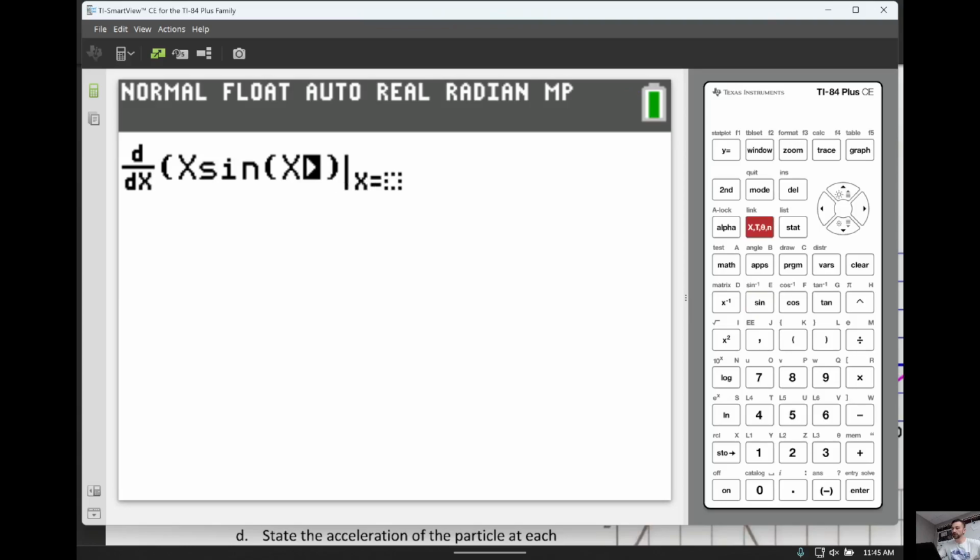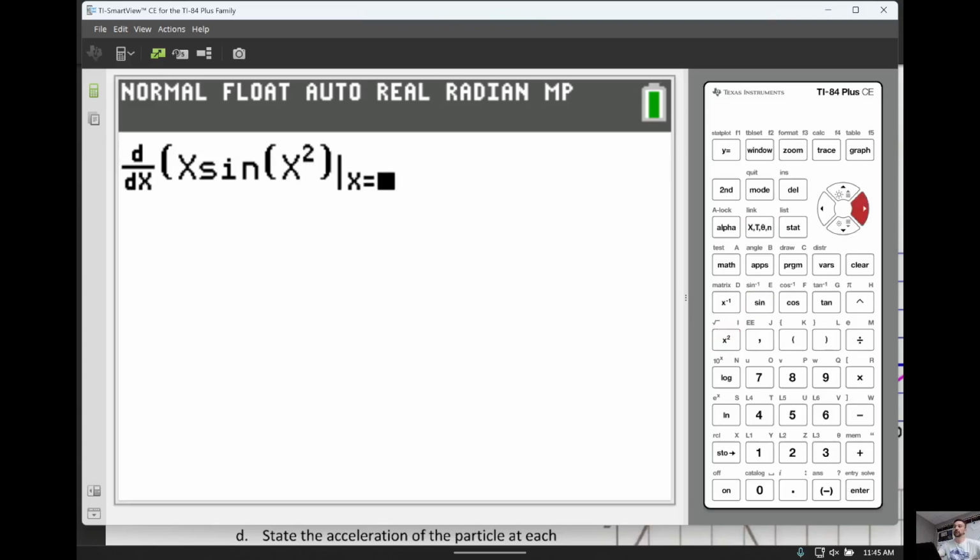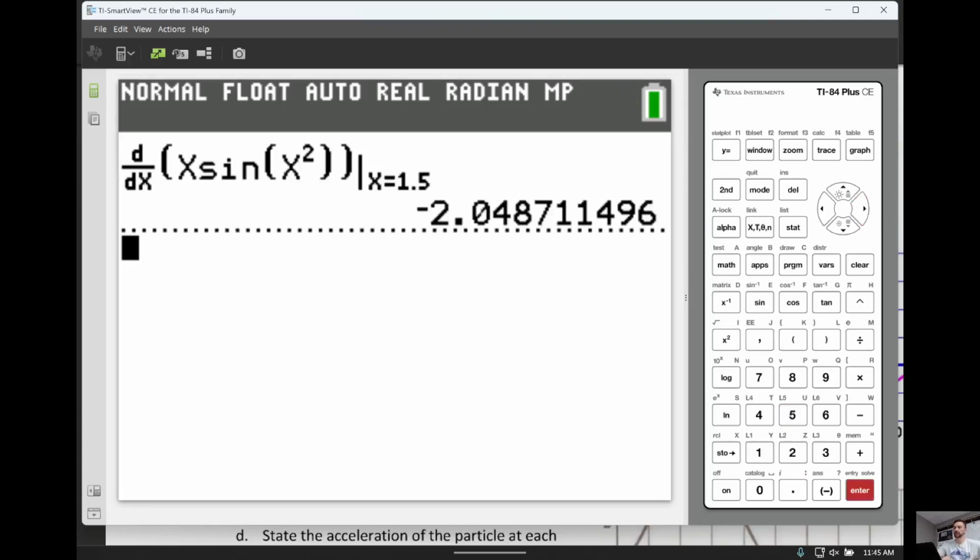Is it x squared or sine squared? Okay, and we really only need to know the derivative at, was it 1.5? Yes. So let your calculator do it. Because I'm using a trig function, sine, cosine, tangent, my calculator has to be in radian mode for that.